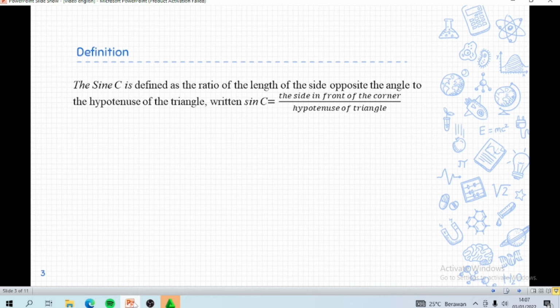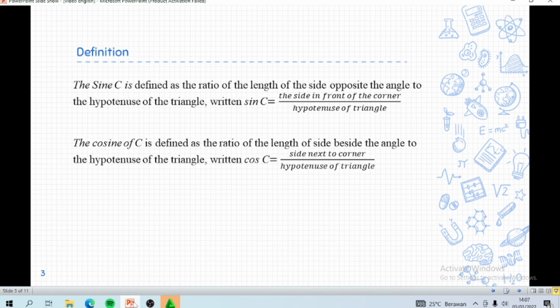Definition. The sin C is defined as the ratio of the length of the side opposite the angle to the hypotenuse of the triangle. Written, sin C equals the side in front of the corner divided by hypotenuse of triangle.